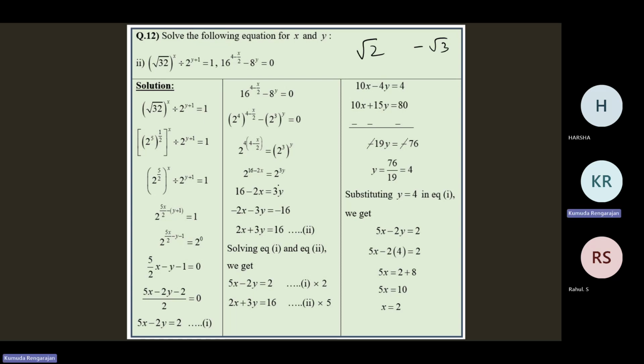You should not multiply with 0. You can multiply with fractions. You can multiply with -3/4, anything accordingly, not 0.